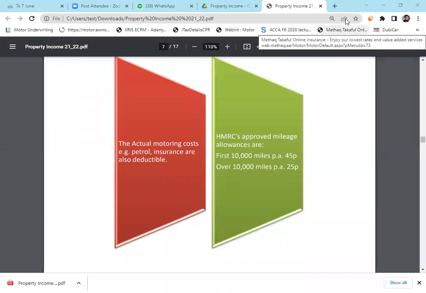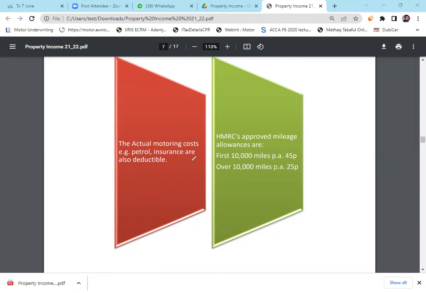Next topic is mileage allowance. If a landlord drives his own car for property related matters, he will get an allowance. This allowance will be known as mileage allowance, and the amount of mileage is a fixed amount. It will not be the same amount which he is spending. This amount will be restricted to this formula.